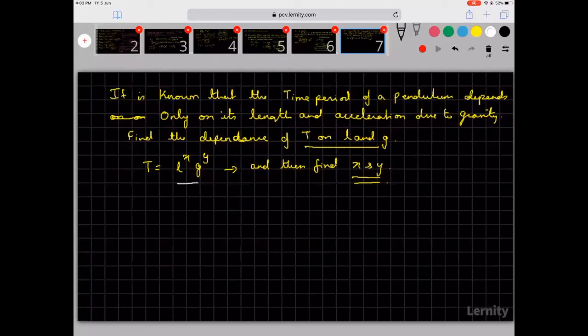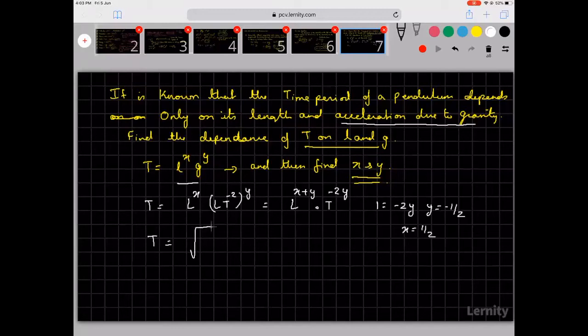Okay. So T is the time period. Time period is equal to L power X, G power Y. So time is equal to L, length power X, into G. G is acceleration due to gravity, so L T power minus 2, power Y. This will give me L power X plus Y into T power minus 2Y. From here I will get 1 is equal to minus 2Y, or Y is equal to minus half. Because X plus Y should be 0, I'll get X is equal to half. So from here I'll get time period is equal to root over L by g.